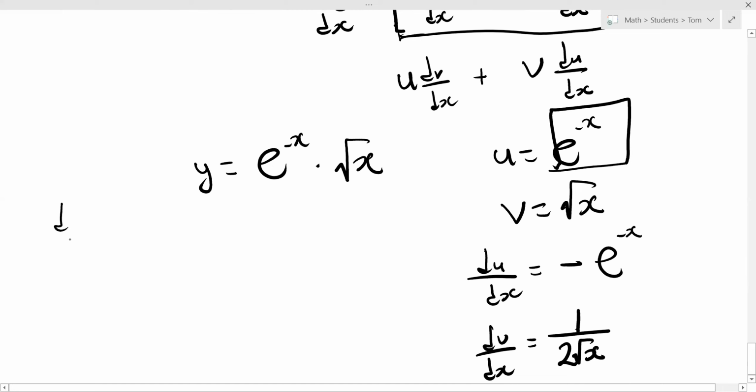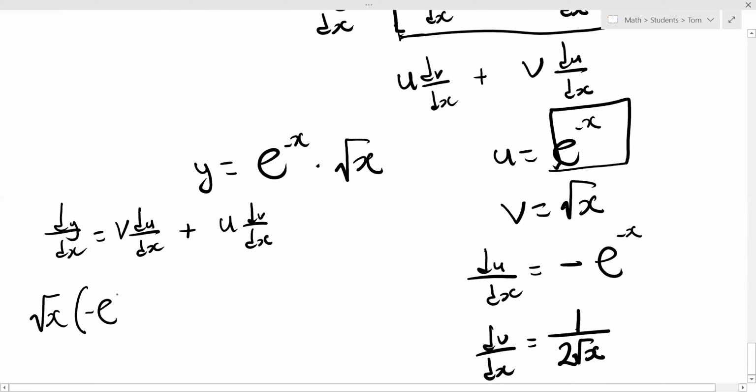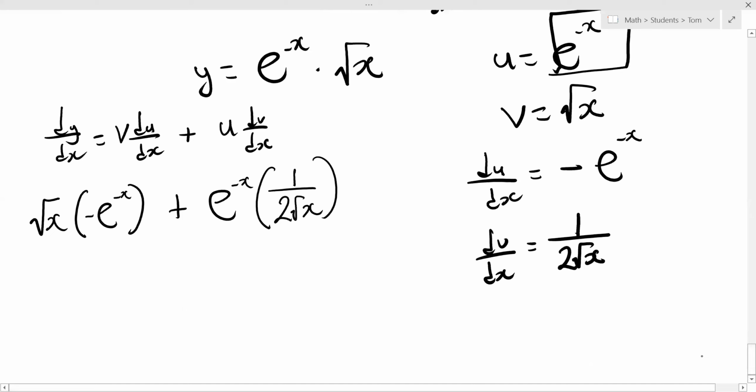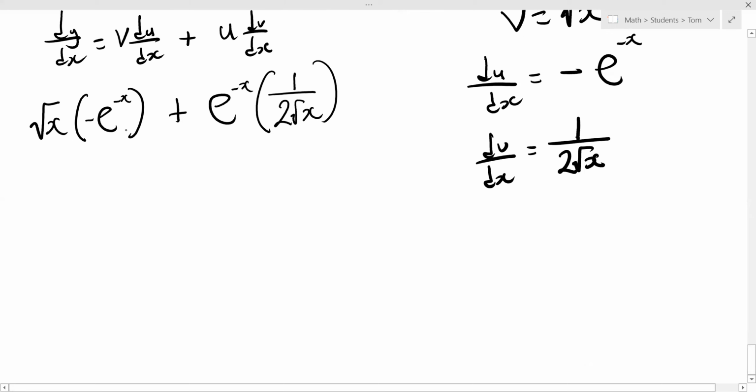Then we know that dy dx equals v du dx plus u dv dx. So our v is square root of x, bracket negative e to the power of negative x, plus our u is e to the power of negative x, bracket 1 over 2 root x. This seems like a long one, but we can do it. So we can open the bracket.